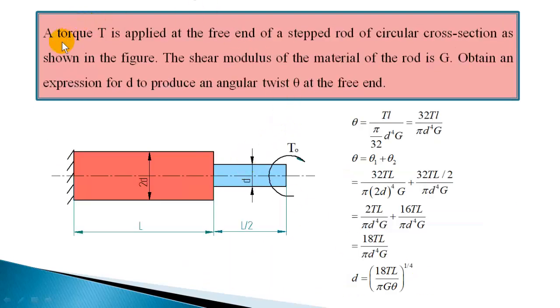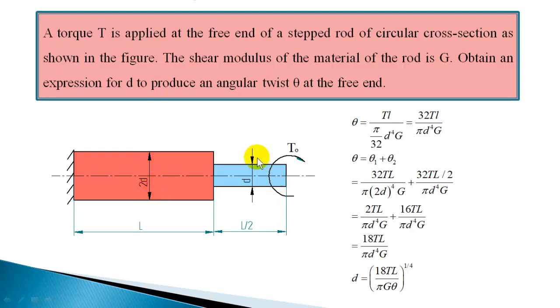So let us work out the next example. A torque T is applied at the free end of a step rod of circular cross section as shown in the figure. The shear modulus of the material of the rod is G. Obtain an expression for D to produce an angular twist theta at the free end. So this is the figure given.